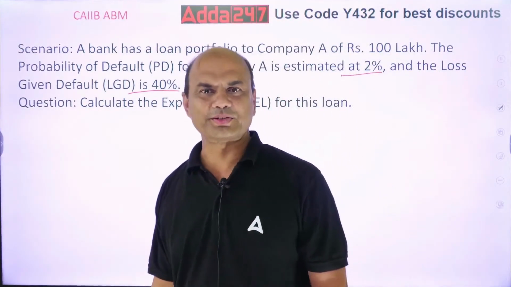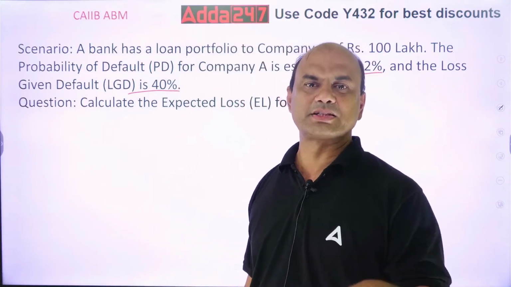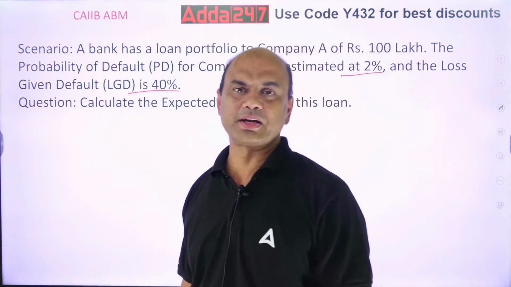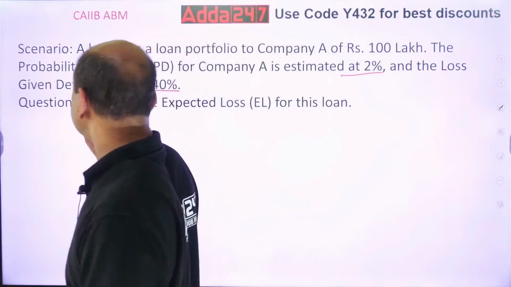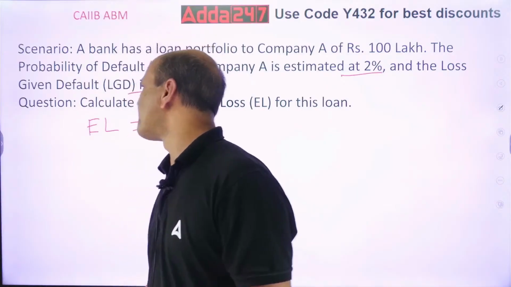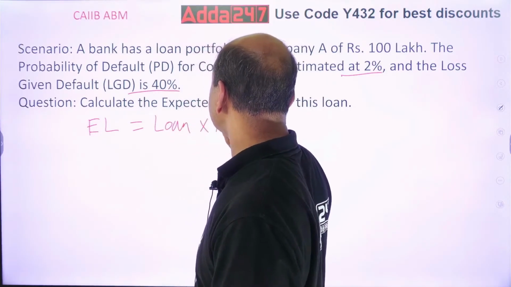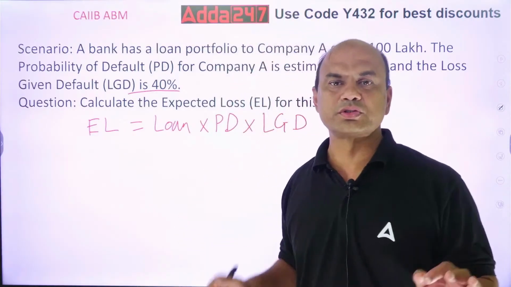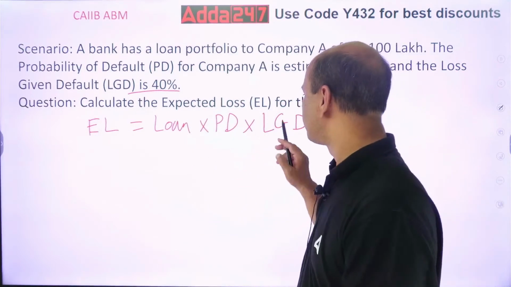How will you get the expected loss? This question might come for 1 mark or with some additional question for 2 marks. Does anyone have the formula? Expected loss, I will write EL only. EL equals loan amount into probability of default into LGD. So simple: loan multiplied by probability of default multiplied by LGD.